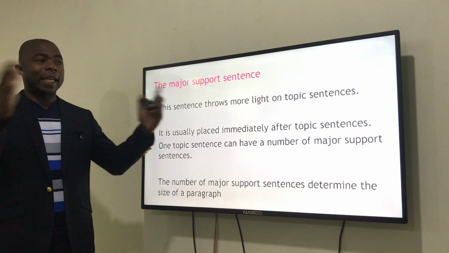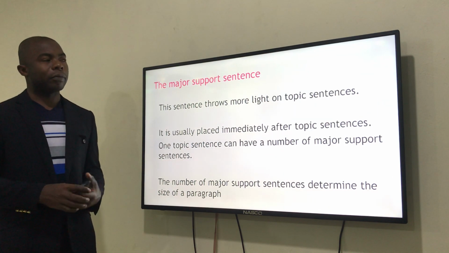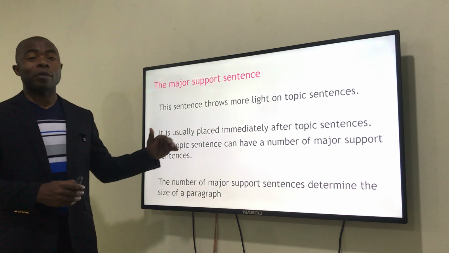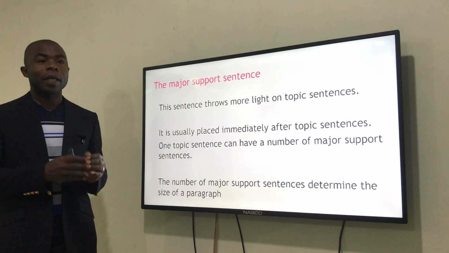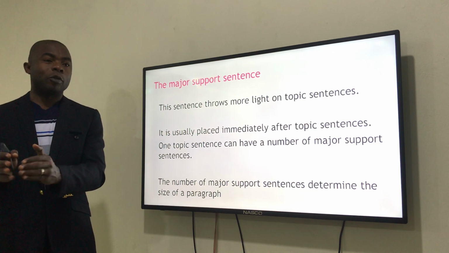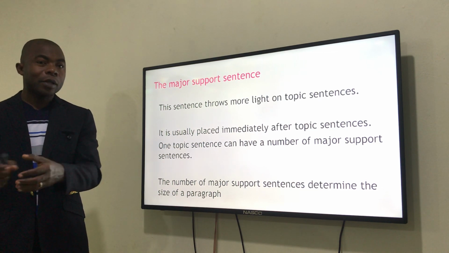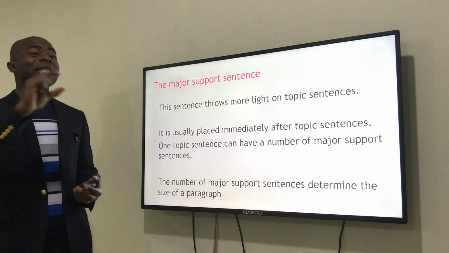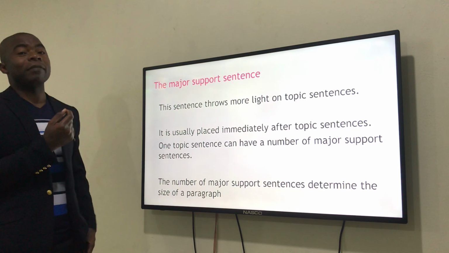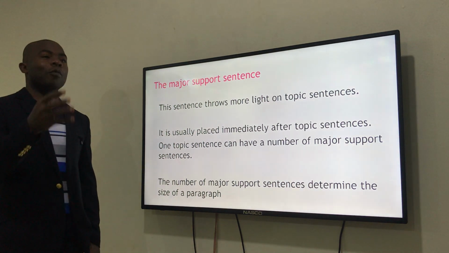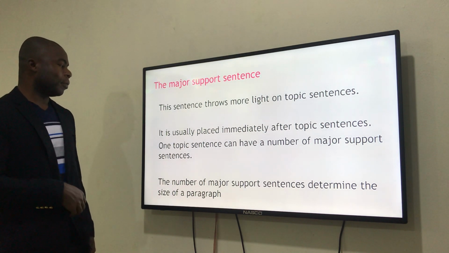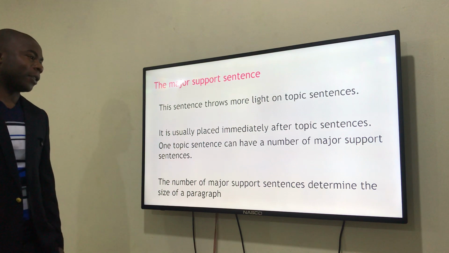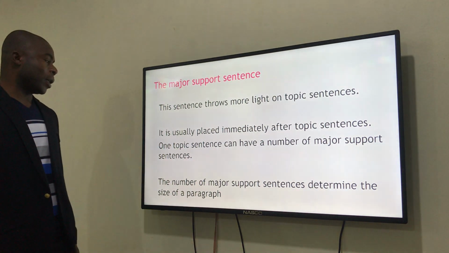But let's just take it as an example for a major support. There are many ways to kill a cat, topic sentence, full stop. One of the ways is to drown it. So that is a major support, specifically identified by one of the ways. Okay. So it is usually placed immediately after the topic sentence, as we have just seen, one of the ways.